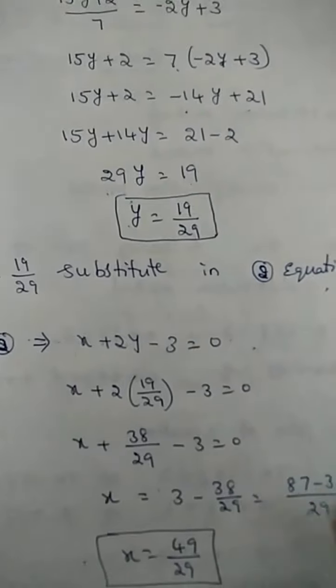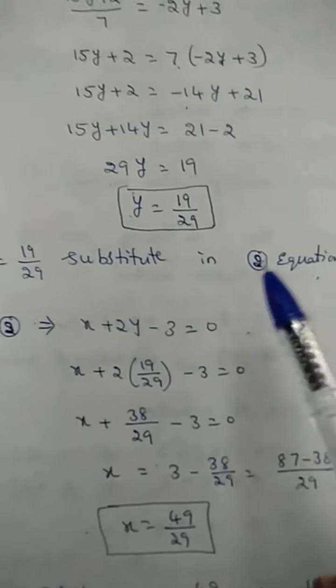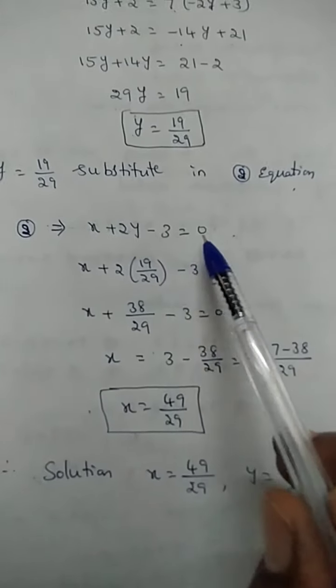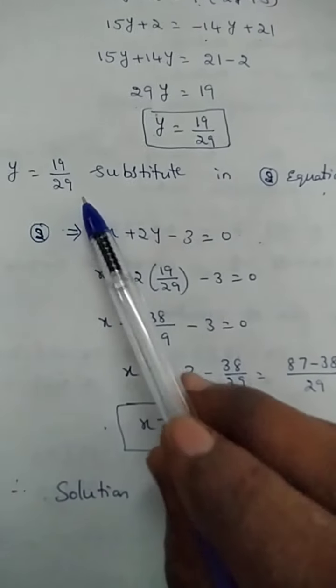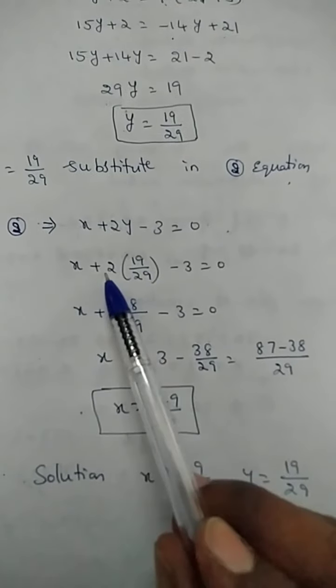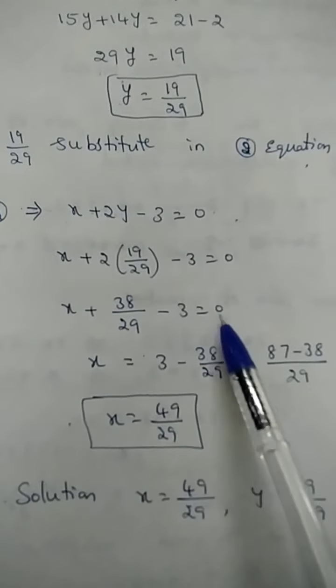Either the second equation or the third equation, whatever it is. I just substitute here in the second equation. The second equation is x plus 2y minus 3 is equal to 0. x plus 2 into the y value, 19 by 29, minus 3 is equal to 0. 19 twos are 38 by 29 minus 3 is equal to 0.